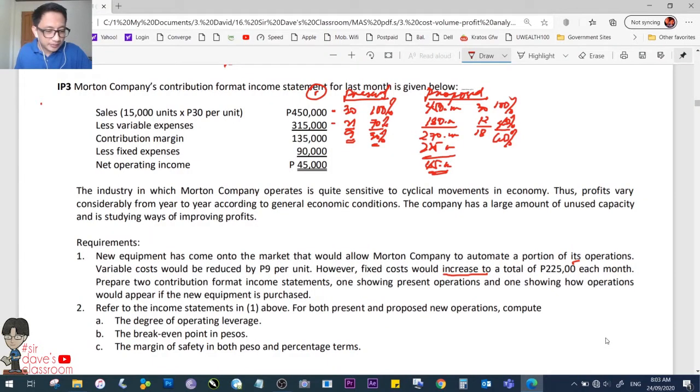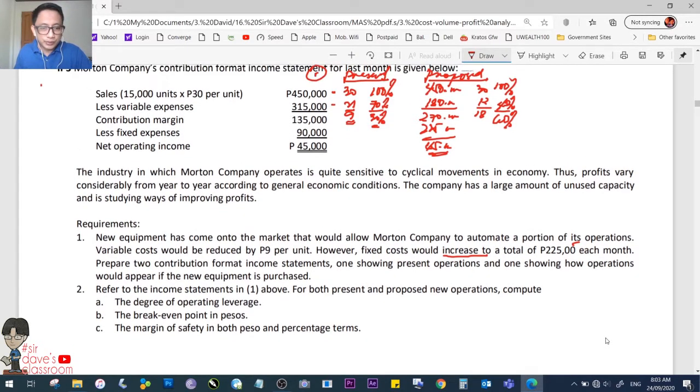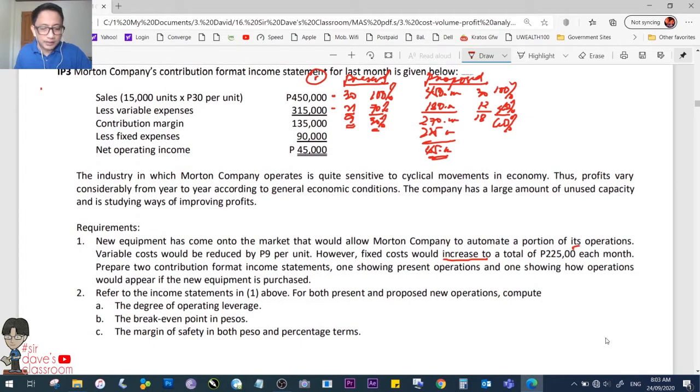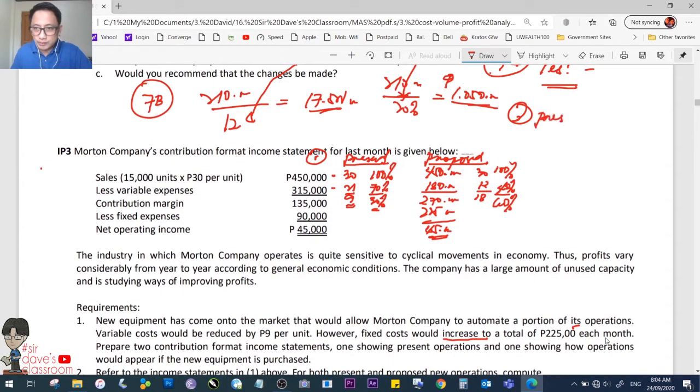Number 2, refer to the income statements that we have prepared in number 1 above. For both present and proposed new operations, compute number 2, letter A, the degree of operating leverage. B, break-even point in pesos. C, margin of safety in both peso and percentage terms. So, madali na lang itong number 2. Gawa tayong dalawang columns for the present condition and the proposed.